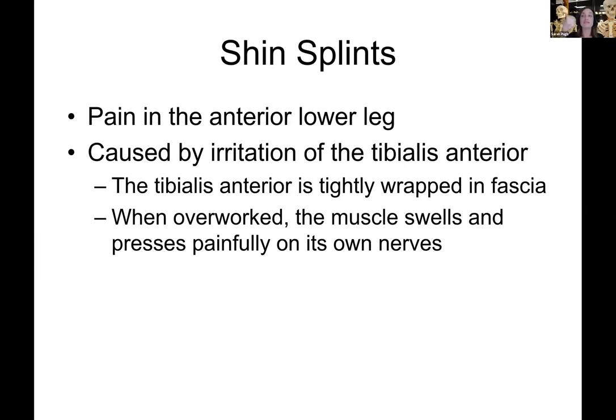The muscle right in the front, the muscle in your shin, is called the tibialis anterior. This muscle is wrapped very tightly in fascia. It has this connective tissue covering that's super tight. Think about where the muscle is: it's the front of your leg, so its job is to lift your feet up. So walking fast, running. When you overwork that muscle, anytime you overwork a muscle, it's going to swell. Because the tibialis anterior is wrapped so tightly in fascia, it has nowhere to go, and it starts to push on its own blood supply and nerve supply, and this becomes painful. So that's where the shin splint comes from.